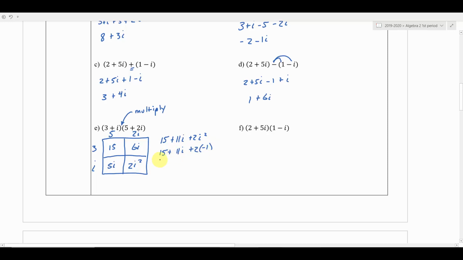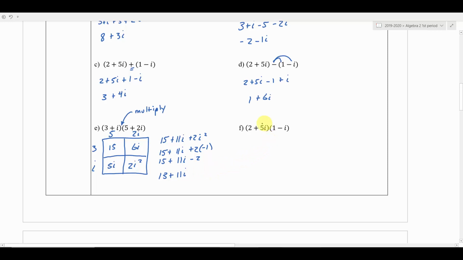Okay, so I can simplify it a little bit more. It becomes 15 plus 11i minus 2. When I multiply that, we get a negative 2. And then I can combine like terms. So I've got 15 and negative 2. That'll be 13 plus 11i. And that will be my final answer there.